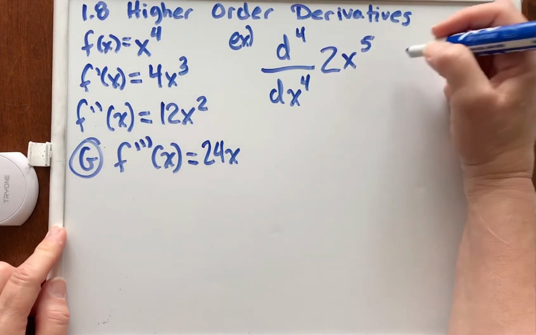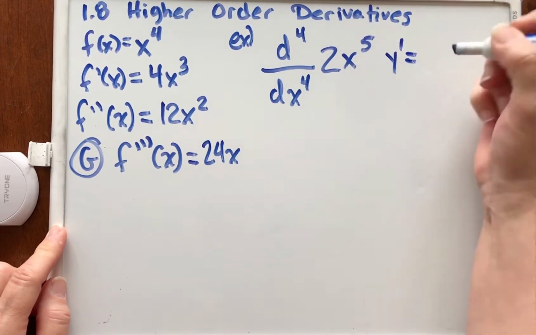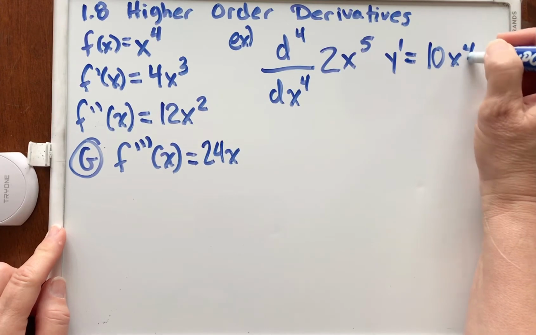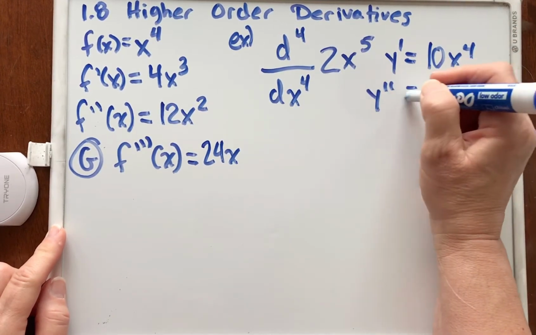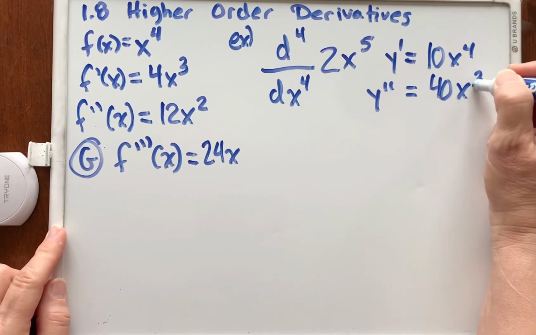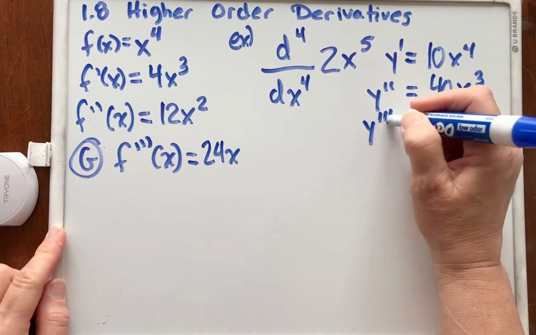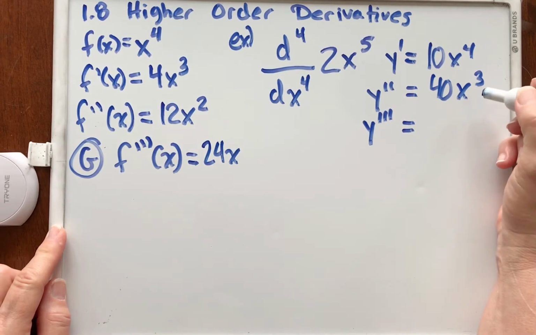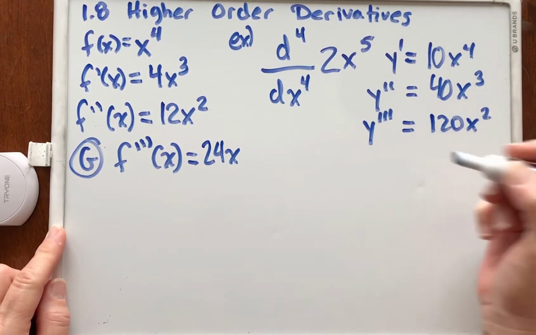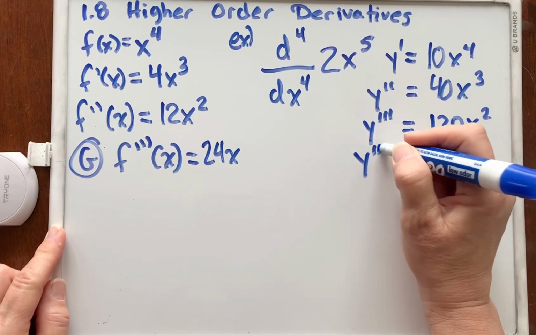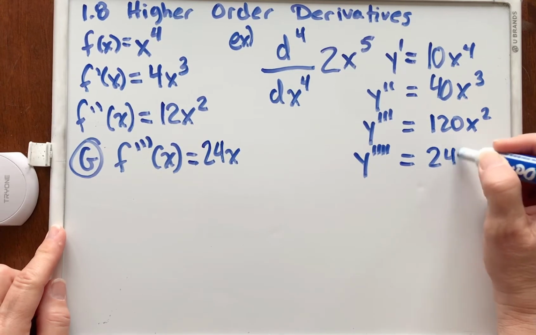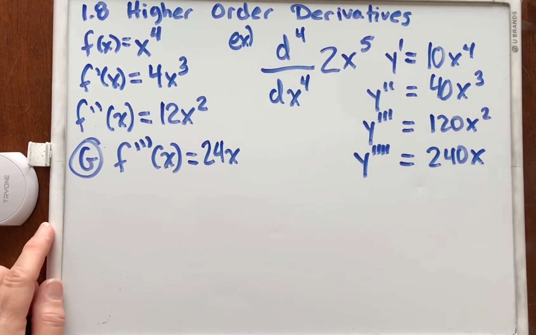All right, so y prime is going to be our first time, which would be 10x to the fourth. Y double prime, 4 times 10 is 40, x to the third. Y triple prime, 3 times 40 is 120, x squared. And y quadruple prime, 2 times 120, 240, x.